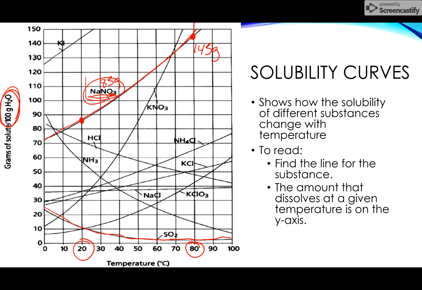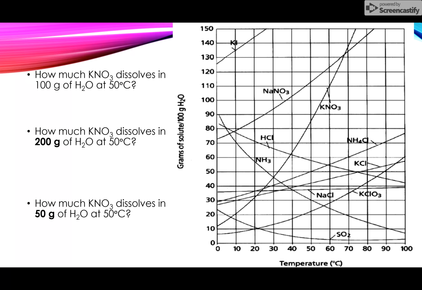It actually decreases. And that's because sulfur dioxide is a gas. Most gases will actually decrease in their solubility as the temperature increases. Okay, here's an example question. How much KNO3? Well, now we know to look at the KNO3 line right here. And it says dissolves in 100 grams of water.